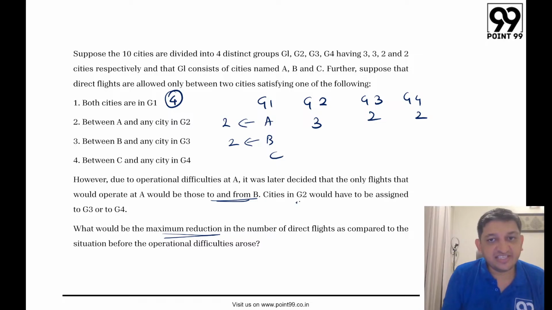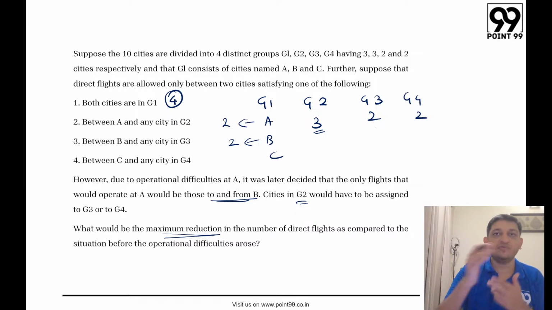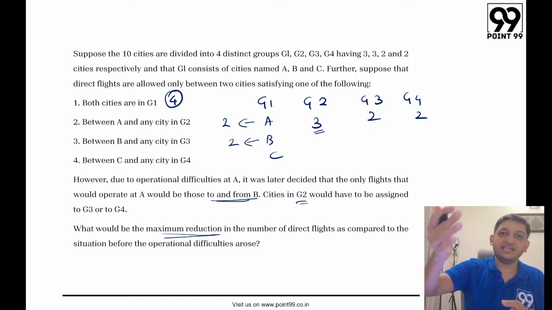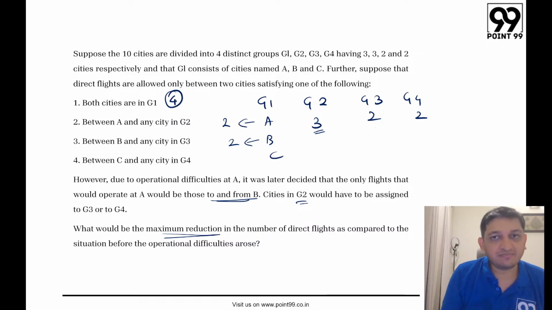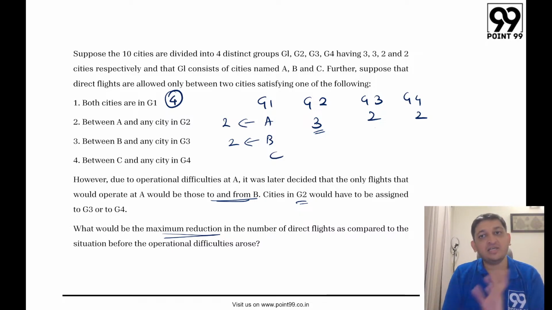Now we are saying that cities in G2 will be assigned to either G3 or G4. Now if these 3 cities go to G3 then all the load will come to B. And if these 3 cities go to G4, all the load will come to C. But it doesn't matter, right? Wherever these cities are, there has to be one flight which will go from either B to this city and back from this city to B, 2 flights basically, or C to this city, one flight, and from this city to C, another flight. So we can't really say that if we split it as 2-1, it will be better, or if we split it as 3-0, it will be better. We can't say anything like that.